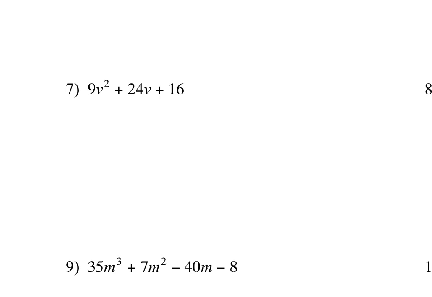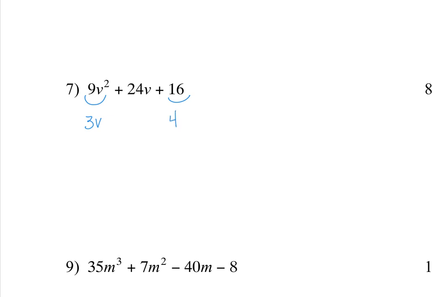So we are going to look at the first and last term to start. Is this a perfect square? Does it have a perfect square root? Well, yes, 9 has a perfect square root, and v squared will always have a perfect square root. That's just v. Then I'm going to look at my last term, 16. Is that a perfect square? Yes, it is. It is 4.